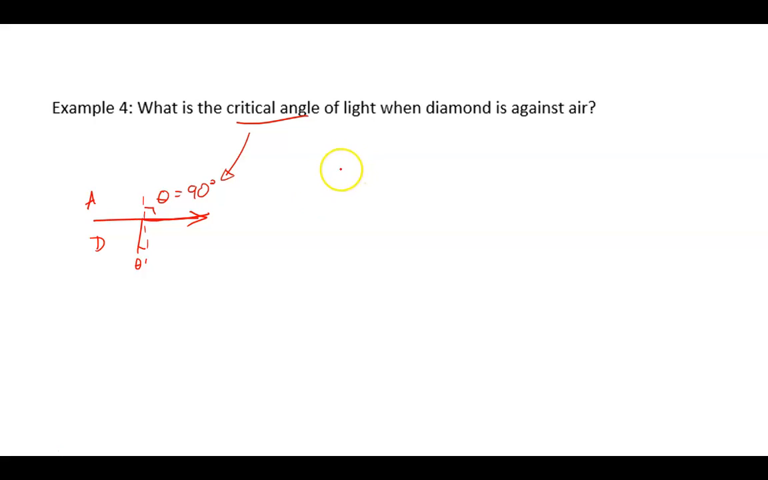Okay, so sine theta 1 over sine theta 2 is equal to n2 over n1. And it makes sense for us to use diamond as n1 because, again, we're looking for this angle. All right, so sine theta over sine 90 is equal to n2, which is 1.00 over 2.42.